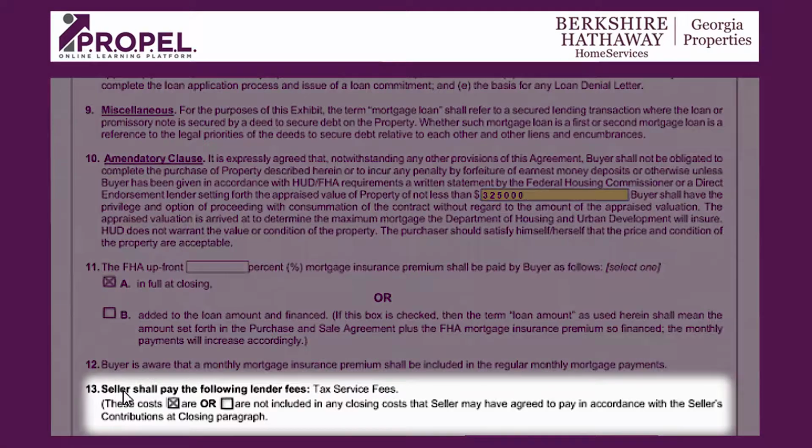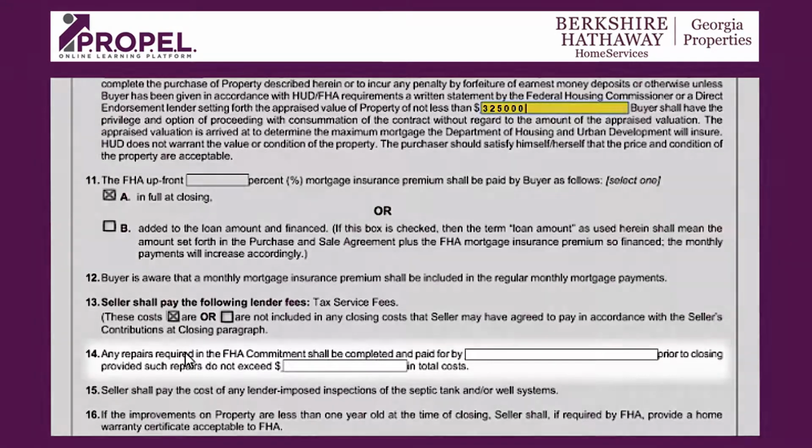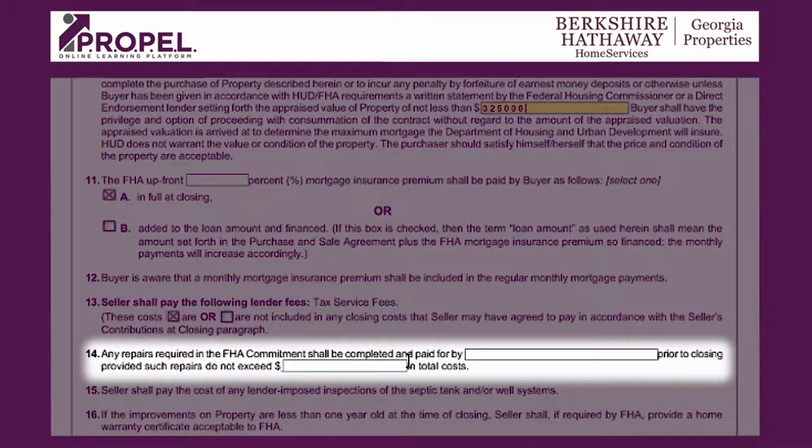Down here under 13, seller may pay for the following lender fees. Those are included. So you would check the first box that those fees, tax service fees, are included in the closing costs. Any repairs required in the FHA commitment shall be completed and paid for by, you would put in here, seller, and those repairs are not to exceed, and you would provide an amount here, not to exceed $100, $1,000, $500, whatever that number is.